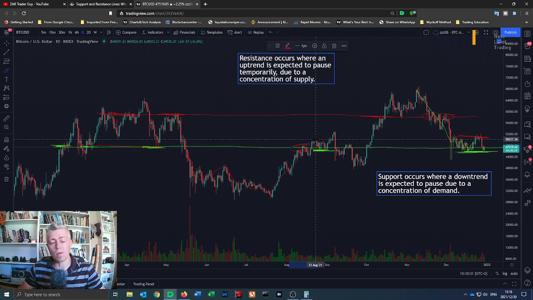And again, it broke that area of resistance and it became support for a little while, broke it again, became an area of resistance, broke it again, until it broke through to the upside.